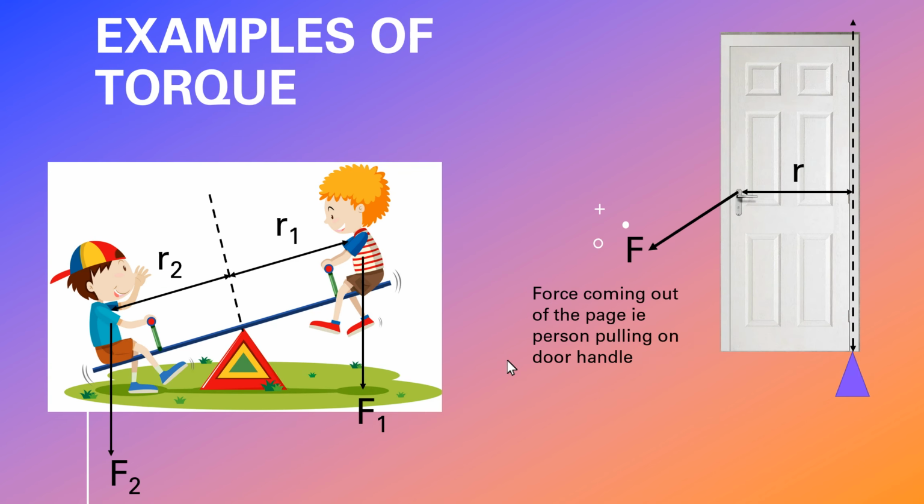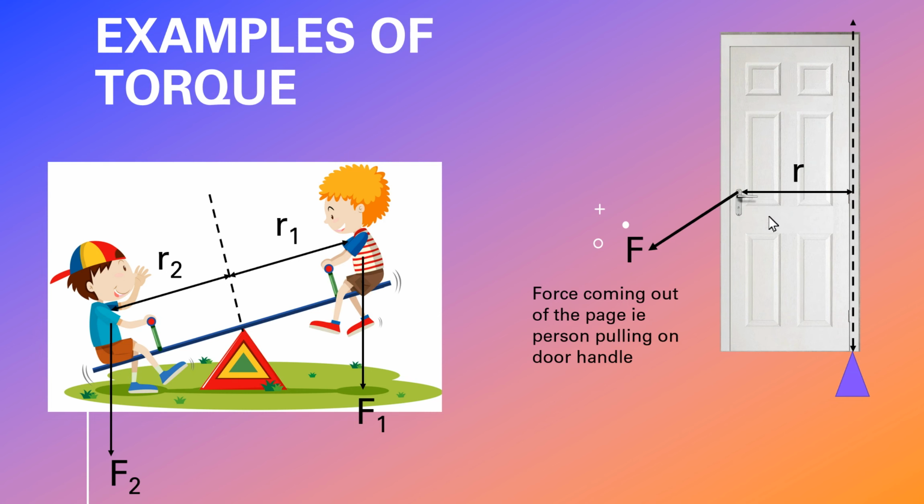Some examples of torque in everyday life. We've got a seesaw here. Each of these people would be producing their own torque. So I would have a clockwise torque from person 1 and an anti-clockwise torque from person 2. When the anti-clockwise torque is equal to the clockwise torque, that seesaw would then be in equilibrium.